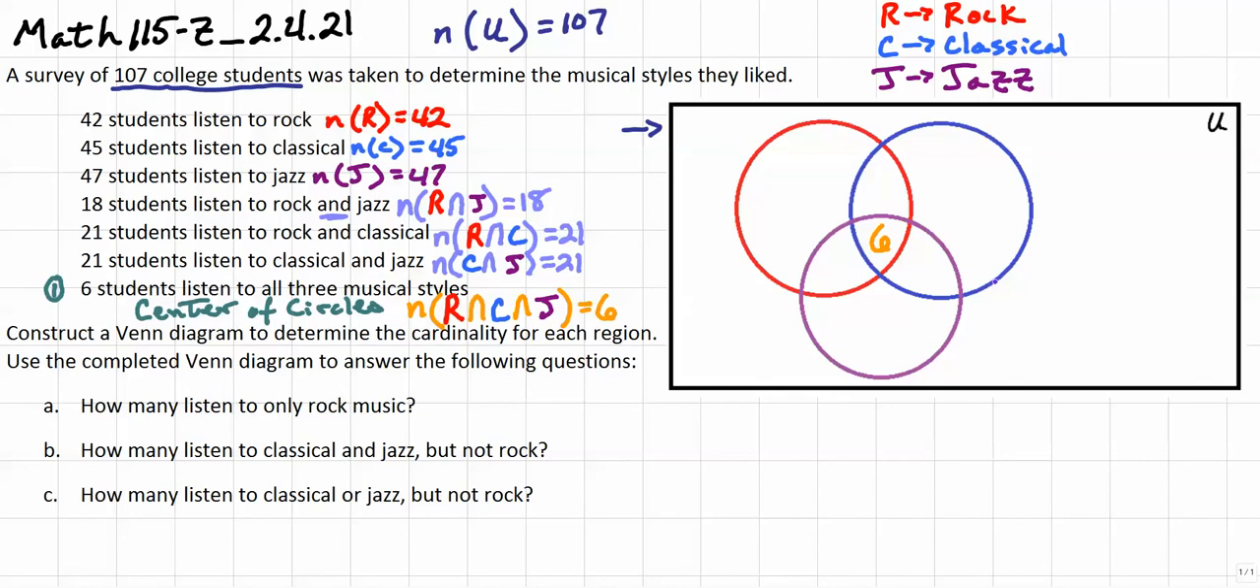So where's classical and where is jazz? Well, remember, this is your rock circle, this is your classical circle, and this is your jazz circle. Therefore, the intersection of classical and jazz is going to occur in this region right here. But notice that I've already got 6 students accounted for in this particular region. So we'll take 21 and subtract 6 and have 15. So we'll place 15 right here.